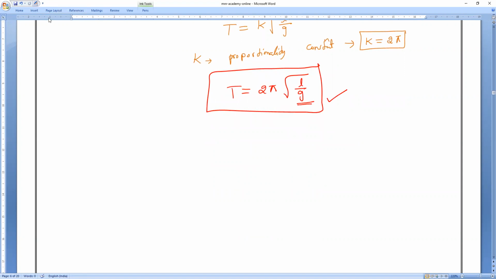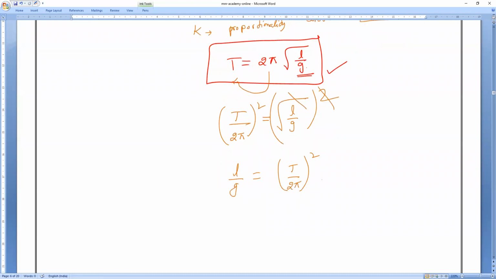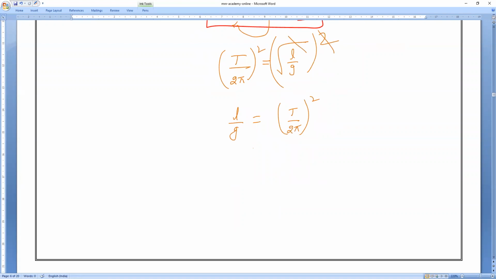And what is the gravity acting? For example, if you want to find it, 2 pi is in division, it will come this side as multiplication, which is equals to root over L by G. Now, I want G. Both sides I will square, so square and root get cancelled. I get L by G is equals to T by 2 pi whole square. Now, I want G. Can I take it as a reciprocal? G by L is equals to 2 pi by T whole square. Will you all agree with me?